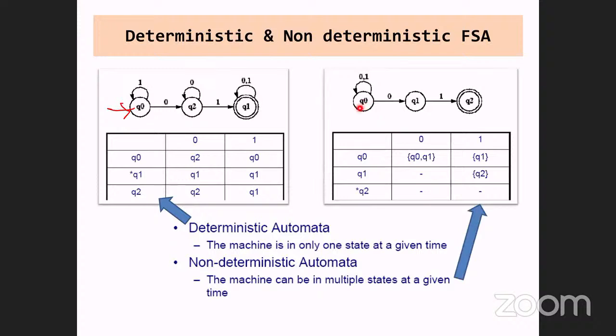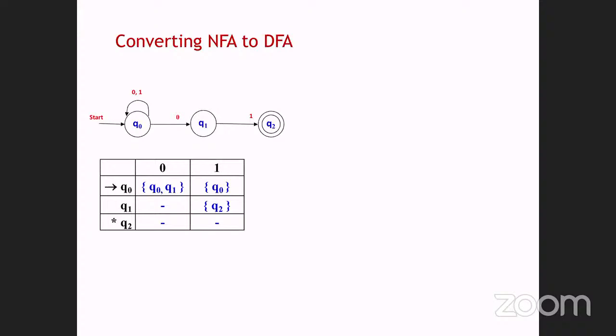While it's in Q naught, for a 0, it can stay in Q naught or go to Q1. There are two options, either go to Q naught or Q1. In Q1, for 0, nothing is mentioned. So when you have multiple options or no option, the machine is said to be non-deterministic. This is an example of the non-deterministic FSA, or as they call it, NFA.